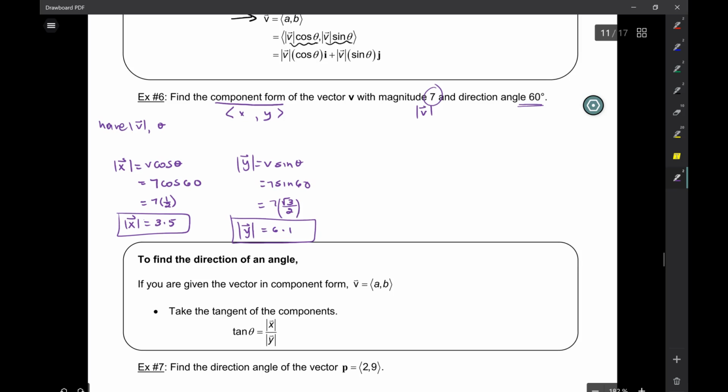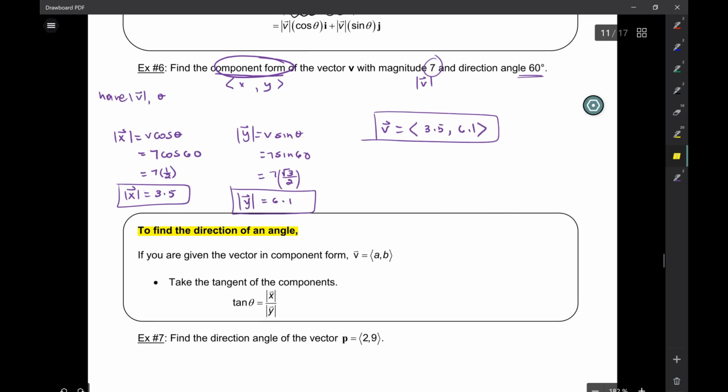So now, remember how we had to write it in component form? So I say vector v is equal to the vector brackets, and inside I'm going to put my x and my y. So that's how you find component form if you've got magnitude and the angle. All right, now, how to find direction angle?